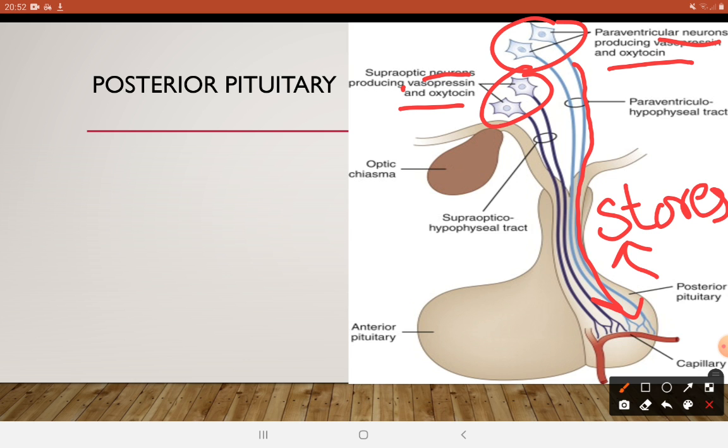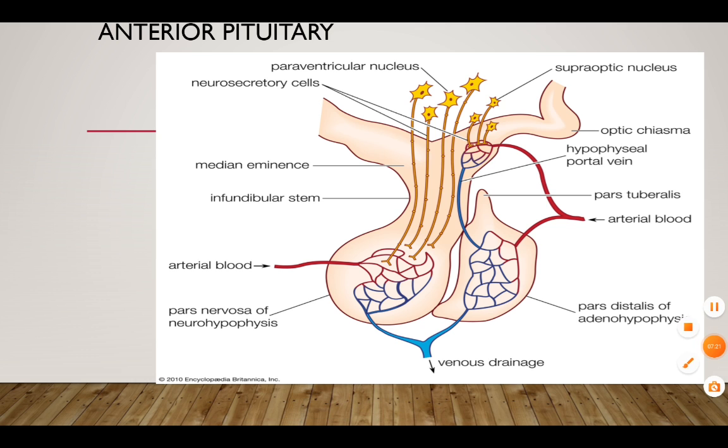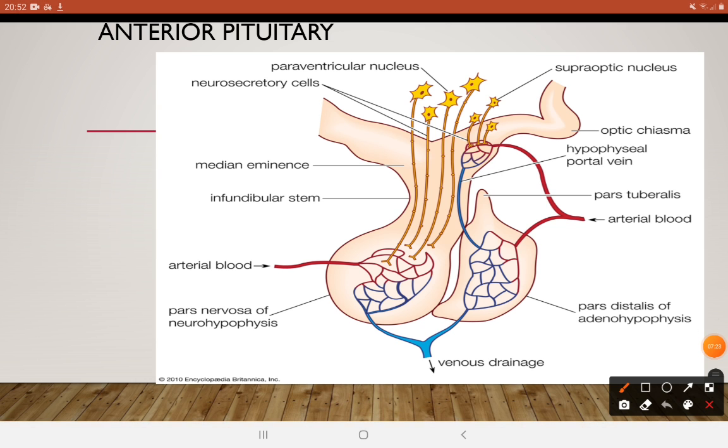So let's talk about the anterior pituitary now, right? We come back to the same slide again. We already know that the posterior pituitary or neurohypophysis doesn't actually secrete any hormone, but the two hormones, vasopressin and oxytocin, are secreted by these neurons of the hypothalamus, and these hormones are stored in the pars nervosa of the neurohypophysis.